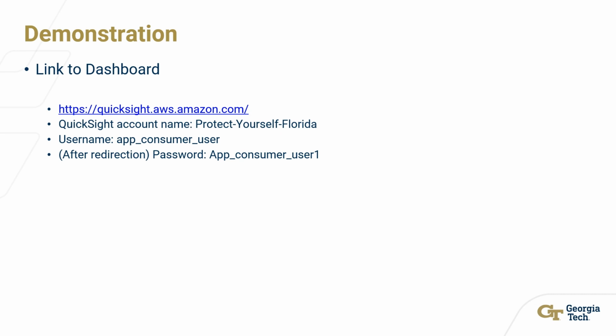For the demonstration, I've provided a link to the login page of the dashboard, and when prompted, the QuickSight account name is protect-yourself-florida. The username is app_consumer_user, and after redirection, the password is app_consumer_user1. And here I will take you through this login setup and give an overall demonstration of the application.